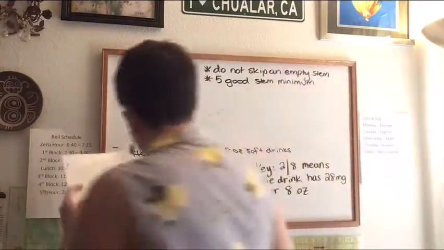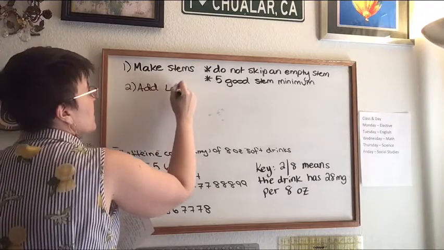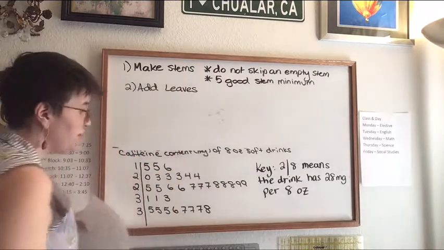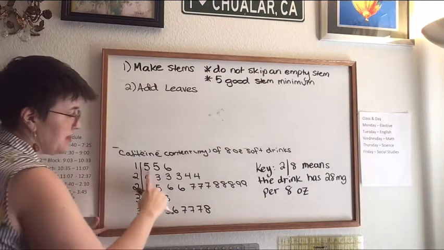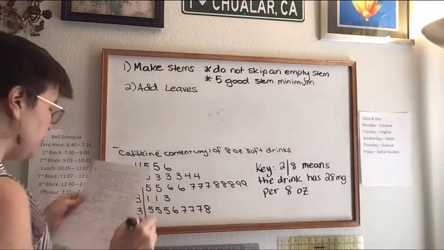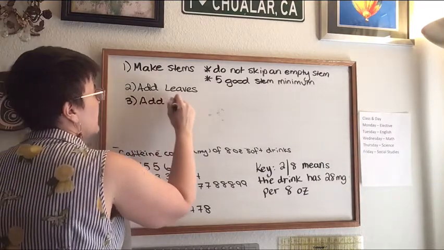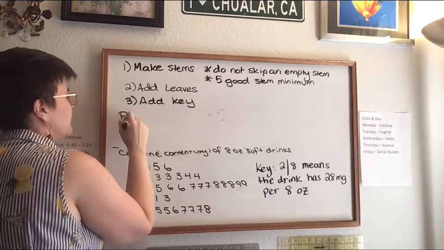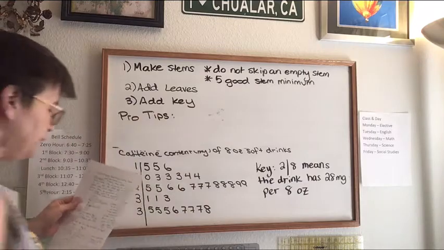Okay, the next thing is you would go ahead and add your leaves. And you want to, of course, watch your order for that. Notice, like I said in the definition, these went from least to greatest. These went from least to greatest. All right, the third step is you want to always add your key. And then these are the pro tips, because you guys are pros now, right? You're not a bunch of newbies.